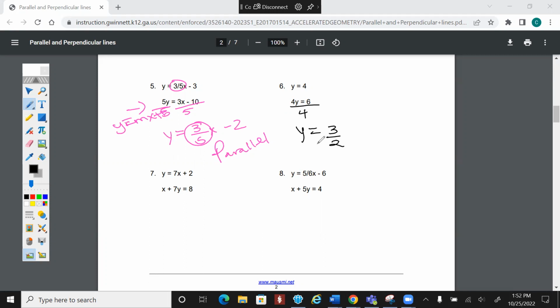Now, if you graphed both of these, this is what it would look like. Y equals 4 would be like this. And y equals 3/2 would be like this. Are those parallel? Yes, they are. Because both of them have a slope of what? 0. Oh, yeah.